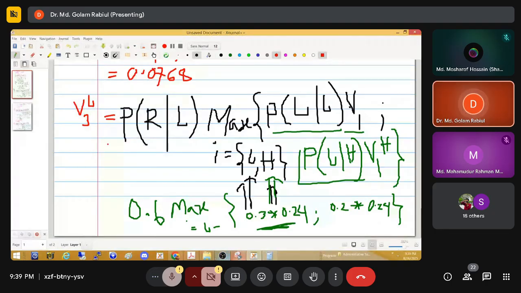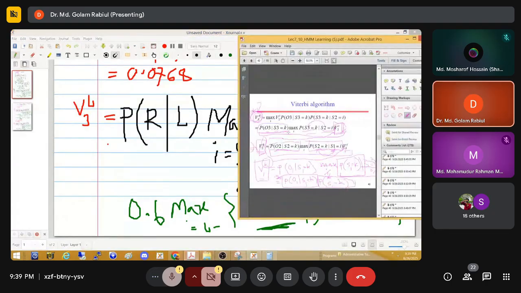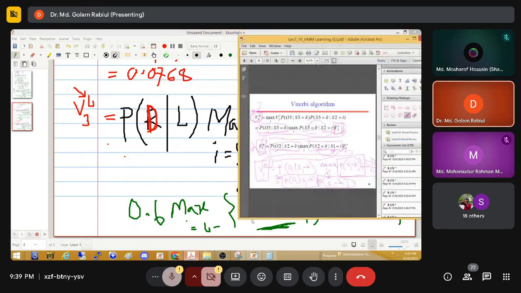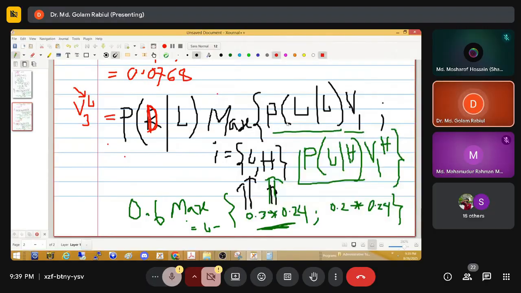according to our algorithm, observation 3 and S3 equal K. So observation 3 is dry. So instead of R, we have to think this one. This is our dry. Given, at first we have to consider the K equal L. So here is L, max. Then S3 equal K. So S3 K is our L.